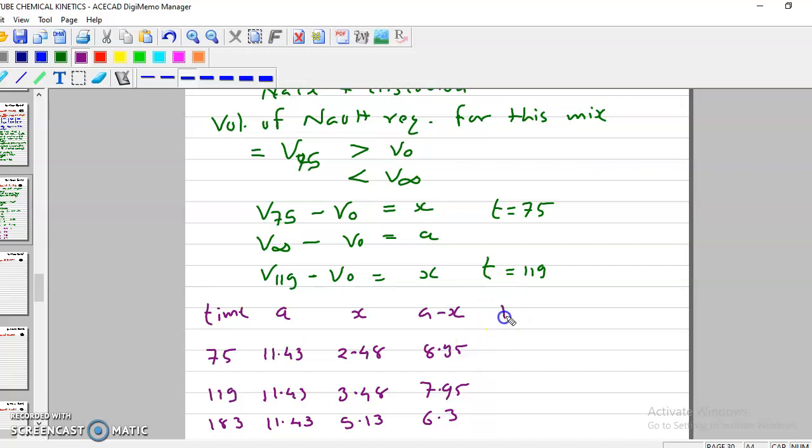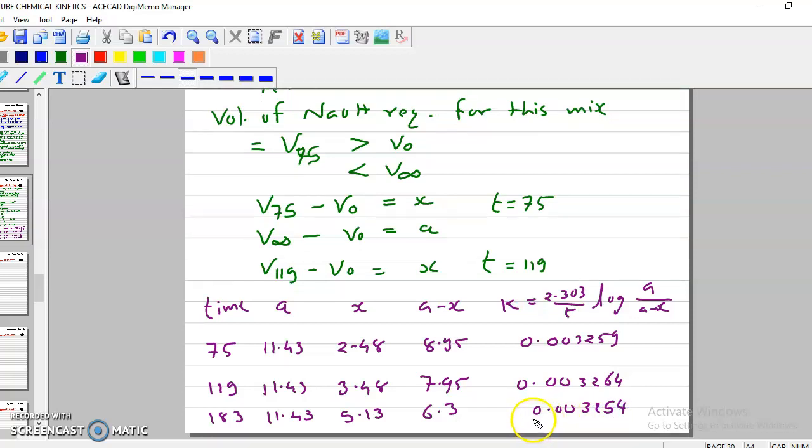Then we have to find k, and k is equal to 2.303 upon t log a upon a minus x. For the first one, the answer will be 0.003259. For the second, it will be 0.003264, and for the third it will be 0.003254. Then we have to take the average of all these, and that is the constant.